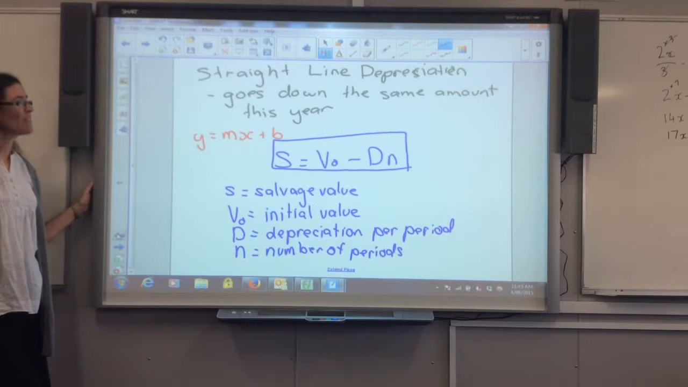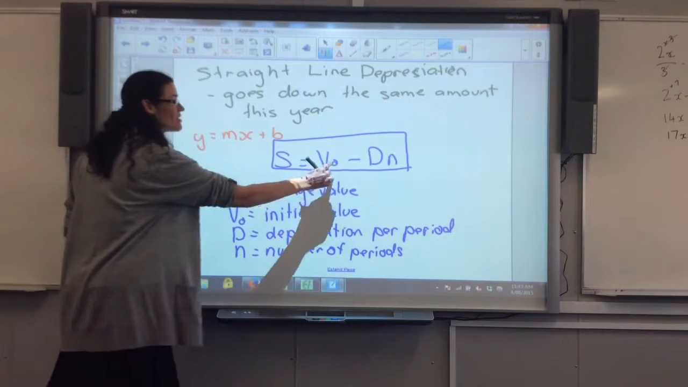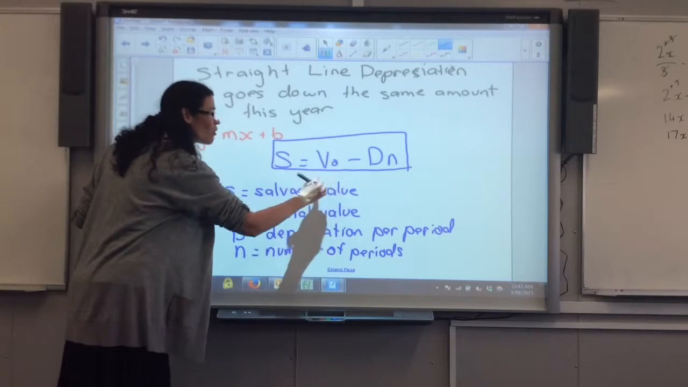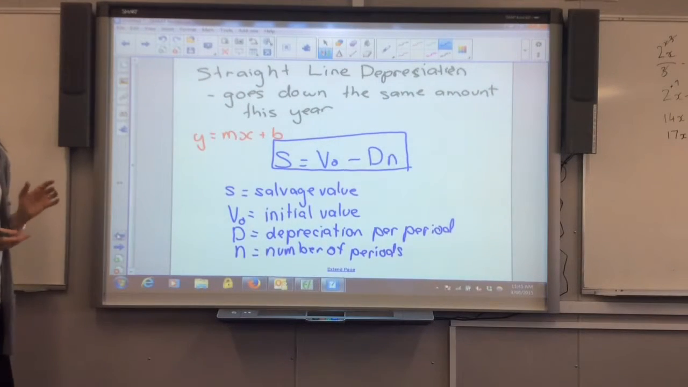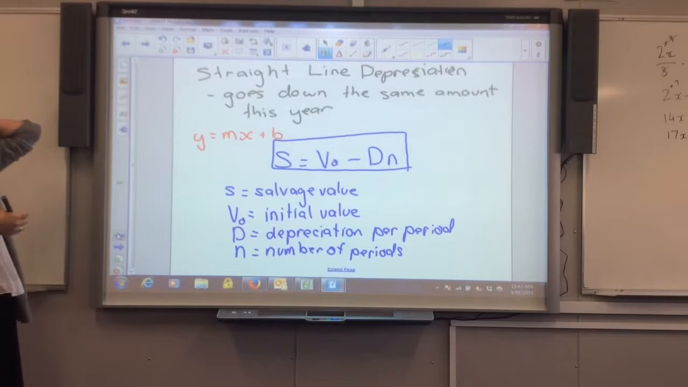So remember, this is not a separate thing. It's all linked. V0 is just the initial value. It's got a subscript.